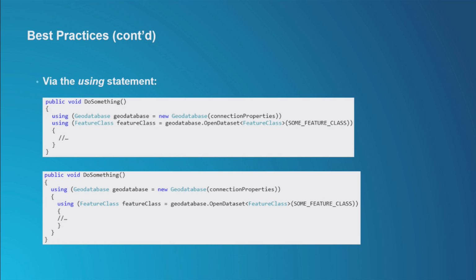The second way is to use the using statement. This is simpler. There are two styles you can use. The first one, I can stack them up. The first one, using the Geodatabase. Right next to it, I just Geodatabase open dataset, and that gives me a feature class. When I'm done, everything's cleaned up properly. Or if you don't want to stack them up, you can just use open braces and nest them together.